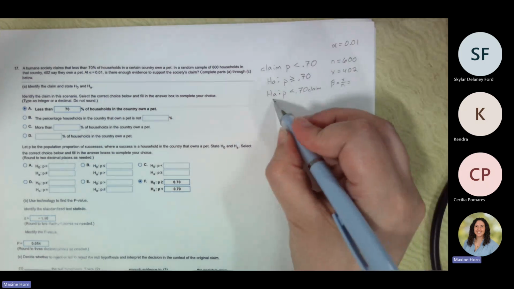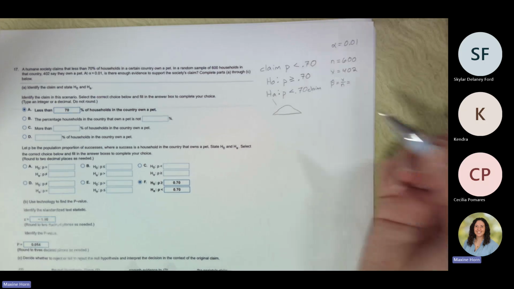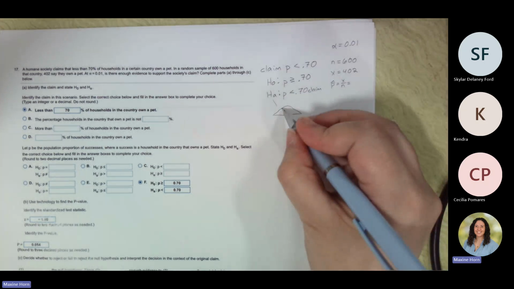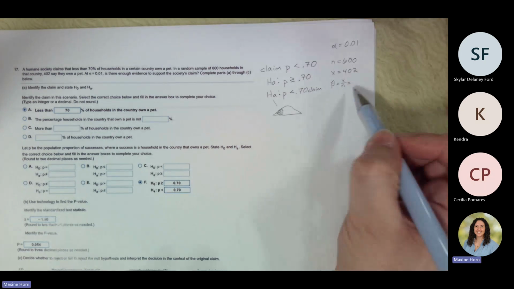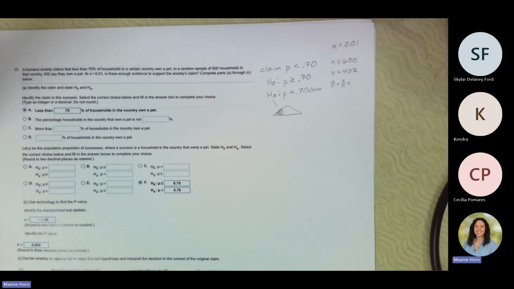Our alternative hypothesis is what shows us what type of graph we have. This is less than, so this is a left-tailed graph. Okay, so now let's come over here and let's actually put these numbers in.